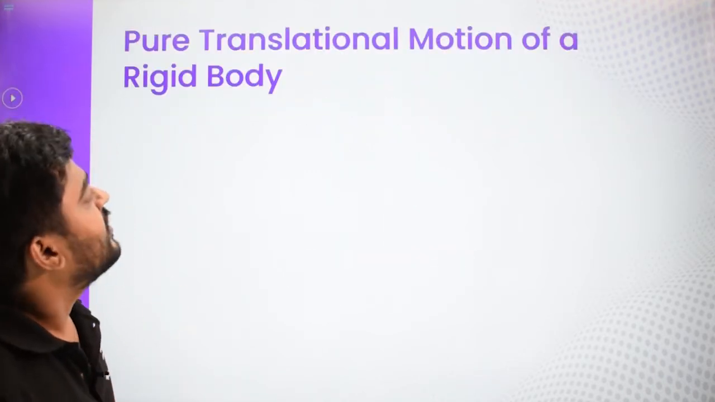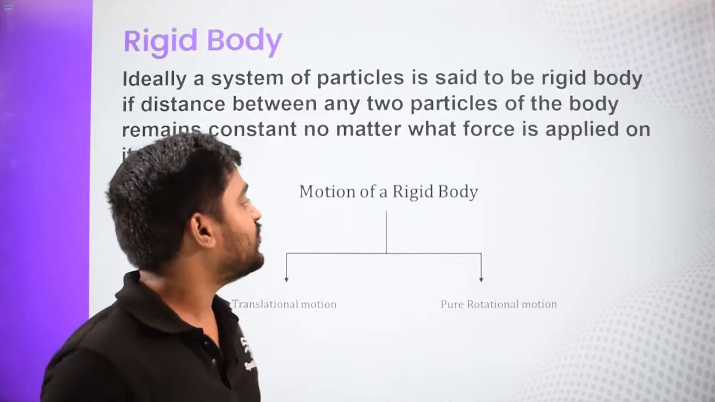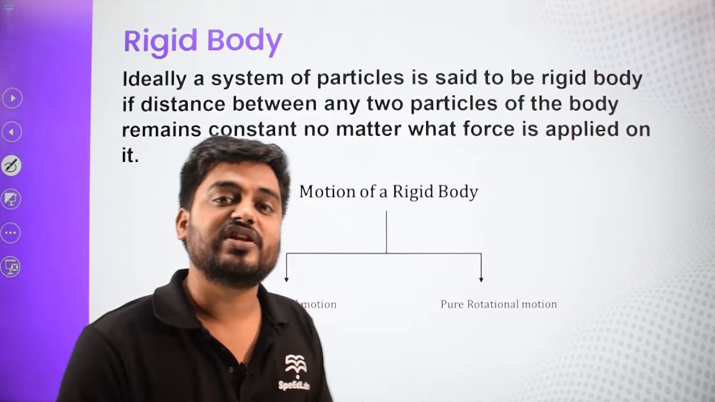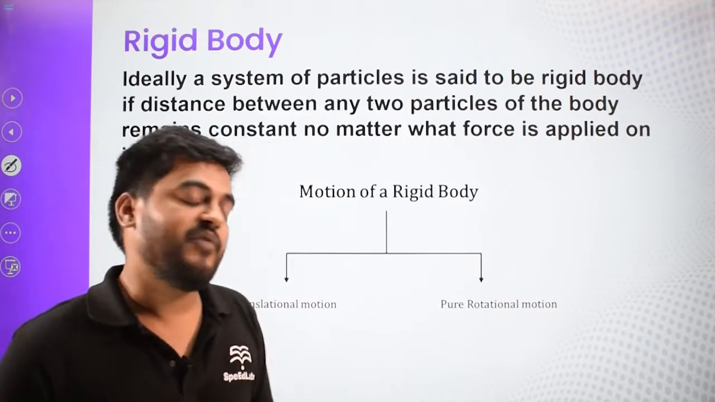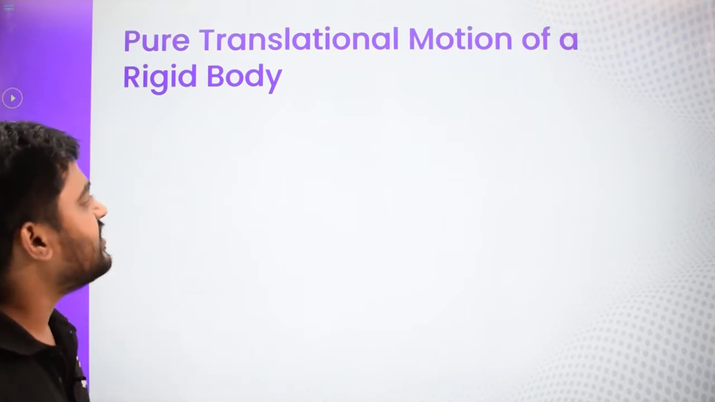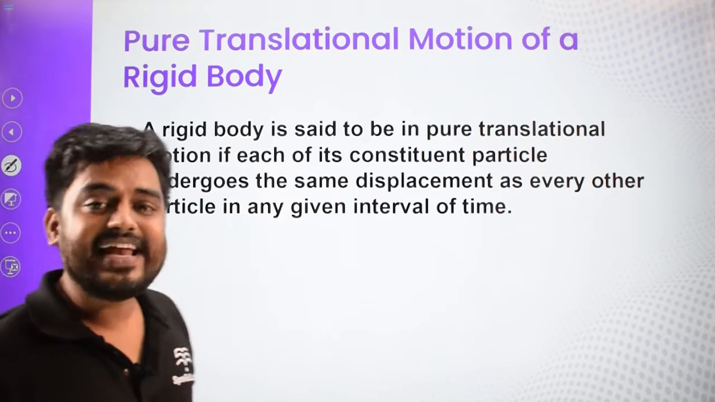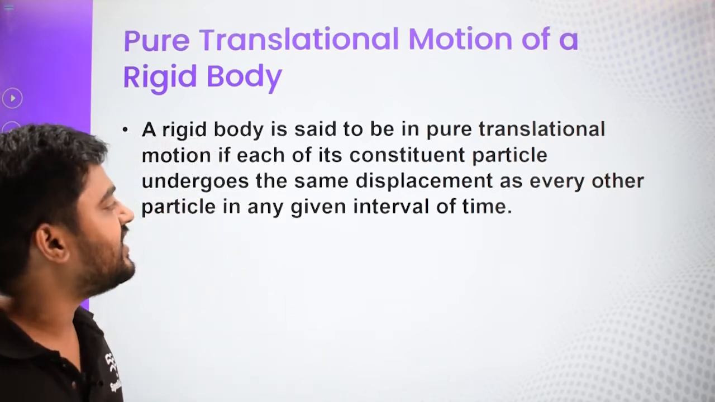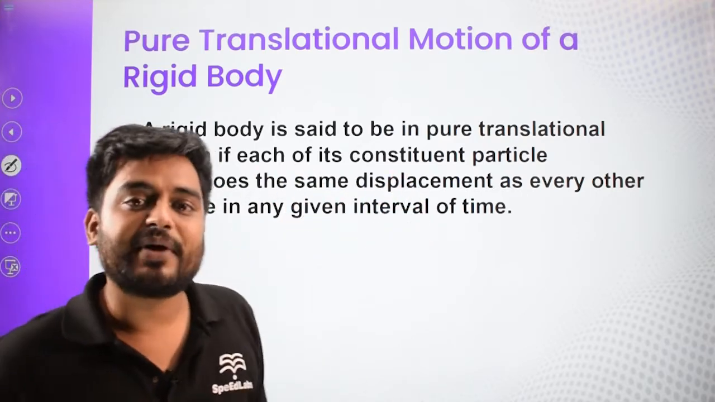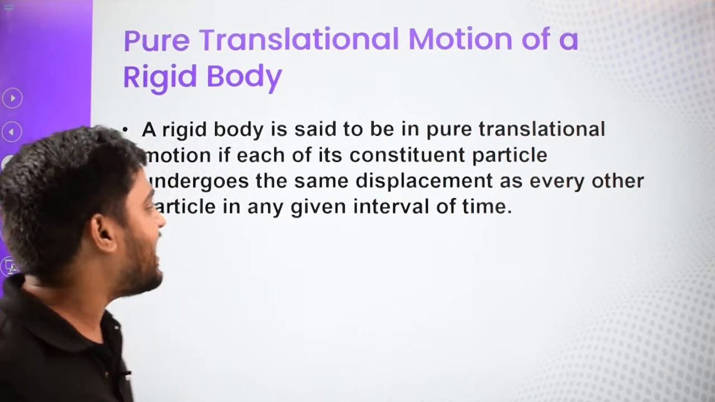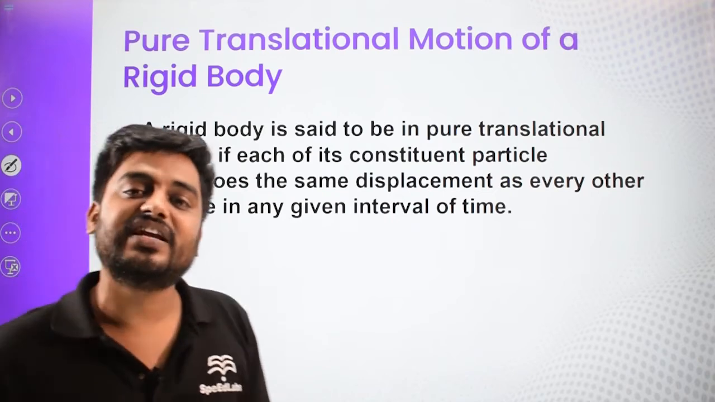Now, if we talk about the motion of a rigid body, then there are two types of motion. One is pure translation motion and another is pure rotational motion. Let us discuss them one by one. First is pure translation motion. Basically, a rigid body is said to be in pure translation motion if each and every constituent particle undergoes the same displacement as every other particle in any given interval of time.